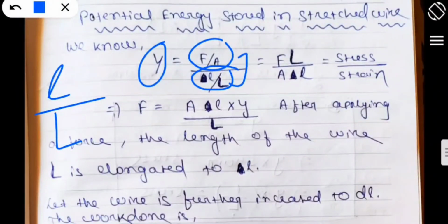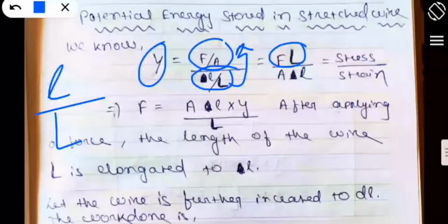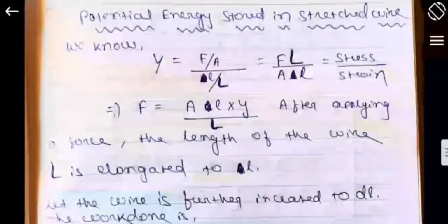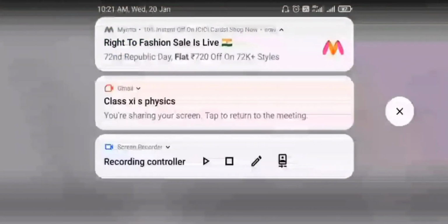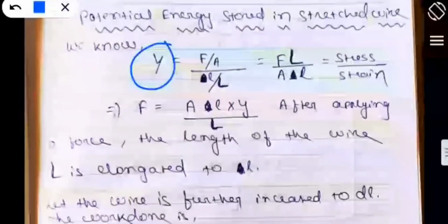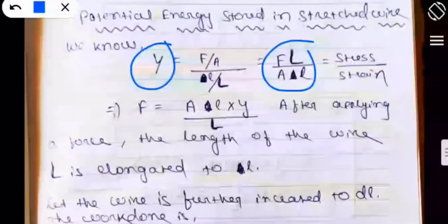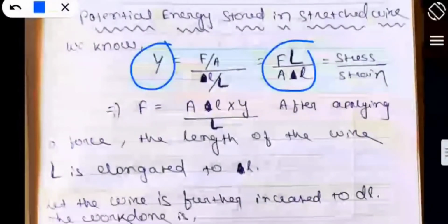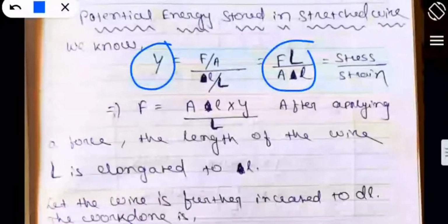Now this capital L, when it goes upside, you know it very well, it will go to the numerator side. It will become F into L, divided by A, which is already at the denominator, so A into l. So we obtain Young's modulus Y equal to F L by A into l. Generally this is the stress upon strain formula. Any modulus of elasticity is the formula indicating the ratio of stress upon strain.